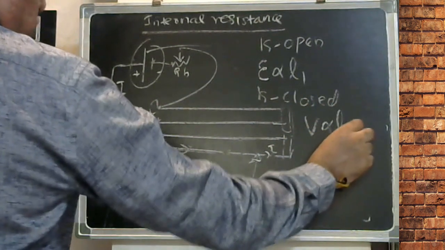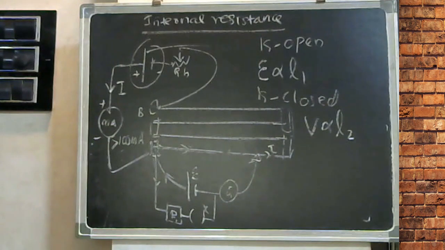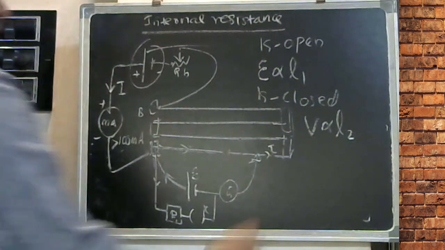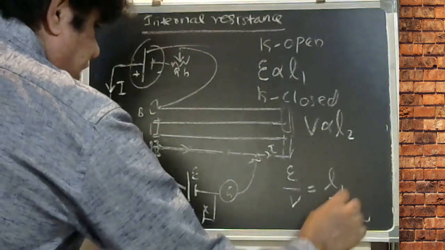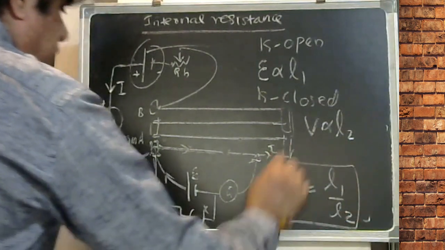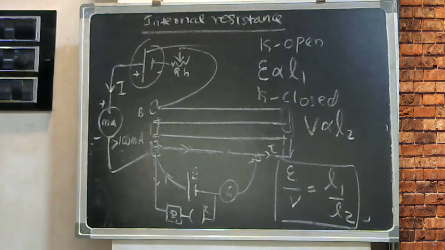So this is my terminal P. So E will be proportional to L1, V is proportional to L2. So E by V will be equal to L1 by L2, is what I get from this equation. Now the very important information you should know is your L1 value should be more than L2.